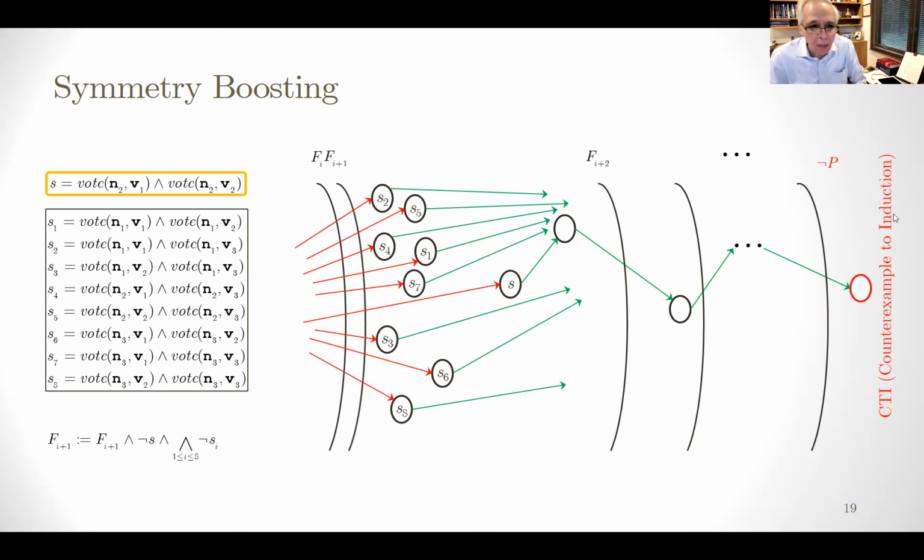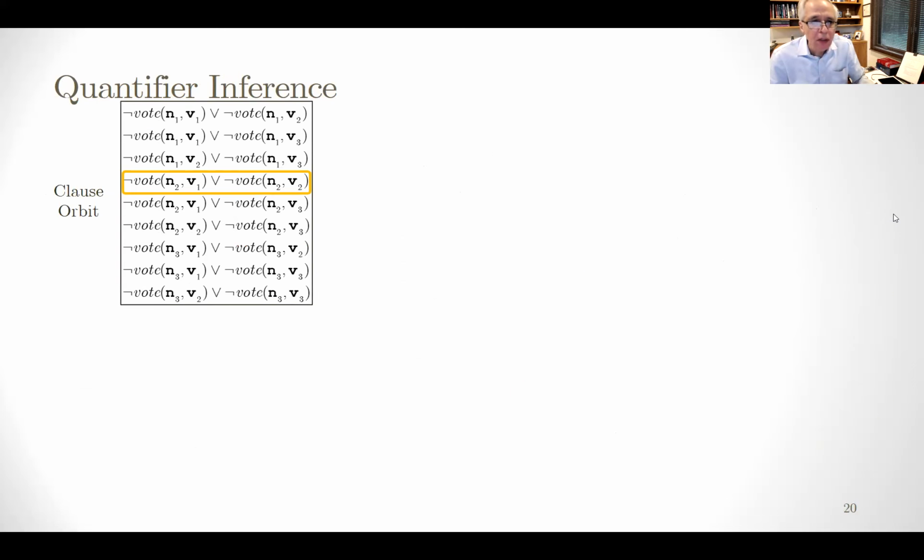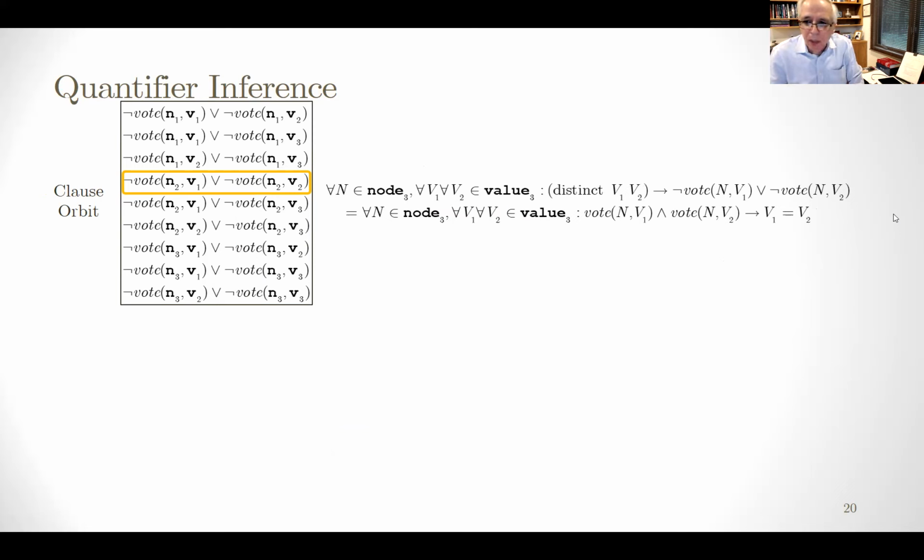Not only that, but we can take these 9 clauses and express them compactly as a quantified clause. And this is done algorithmically, and in this case, it's kind of obvious how that works. We say for all nodes, for all values V1 and V2, if the values are distinct, then you cannot have vote N V1 and vote N V2. Which you can rewrite as for all n, for all V1, V2, if n voted for V1 and voted for V2, then V1 must be equal to V2. This is done automatically.